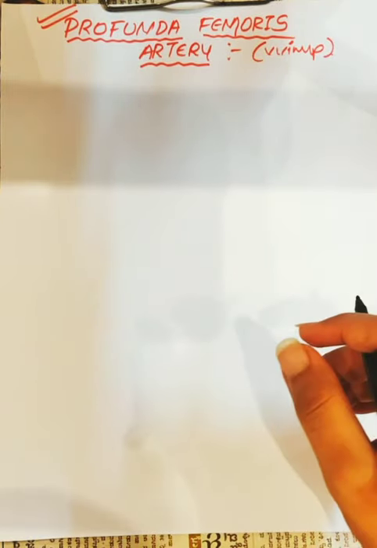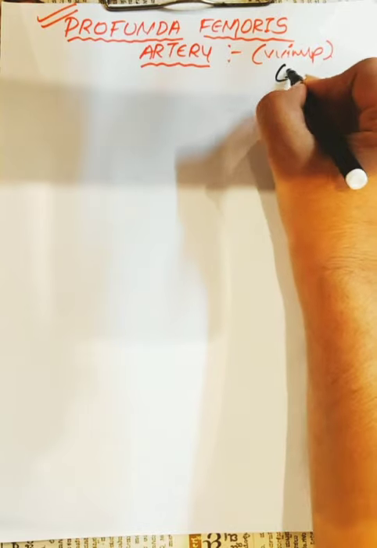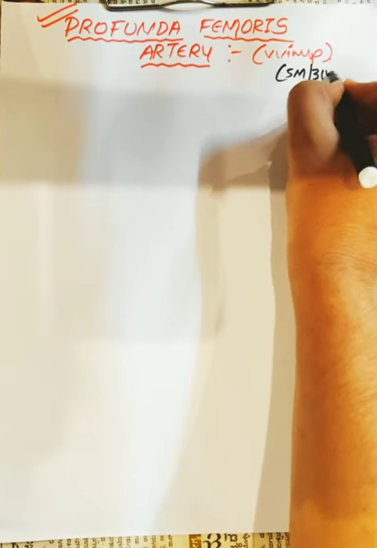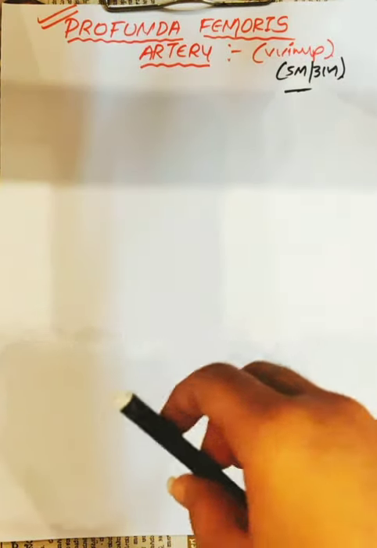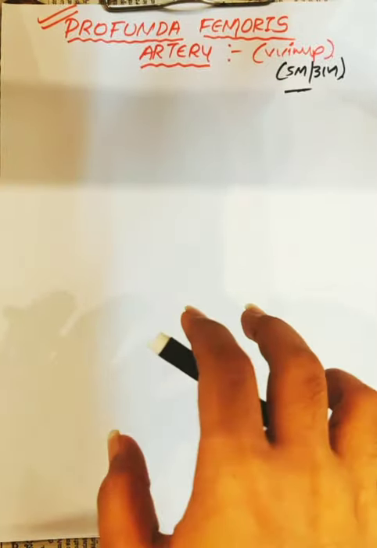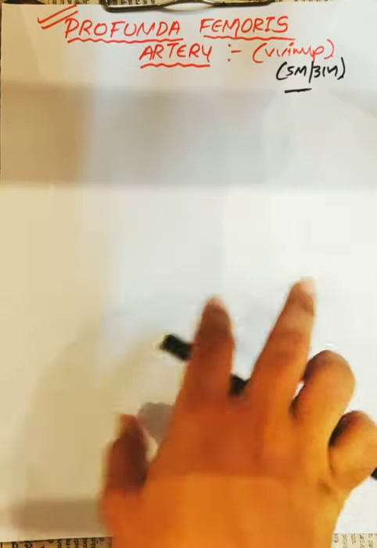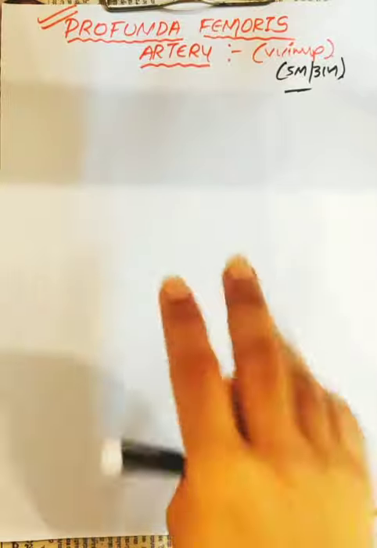Guys, we'll speak about the profunda femoris artery, which is a very important topic. Usually asked for 5 marks or 3 marks. It's actually a very important topic. This question can also be asked in the front of the thigh part, because there we have studied about the femoral artery. So you get this profunda femoris artery, because profunda femoris artery is nothing but a branch of the femoral artery.